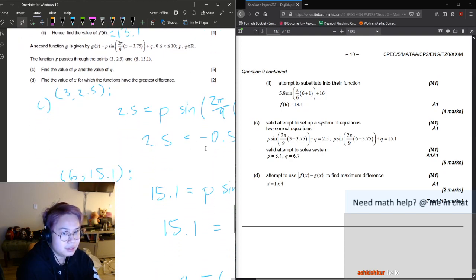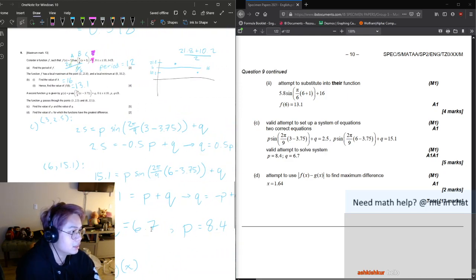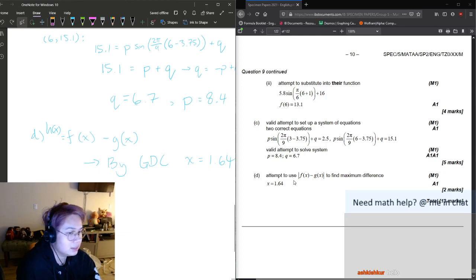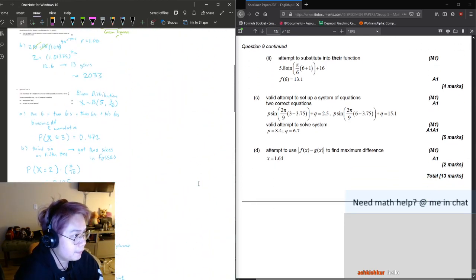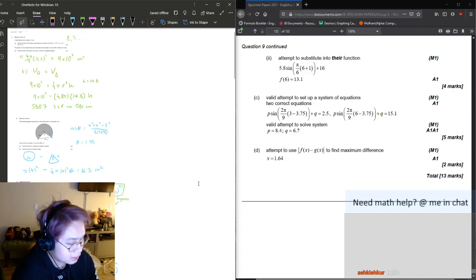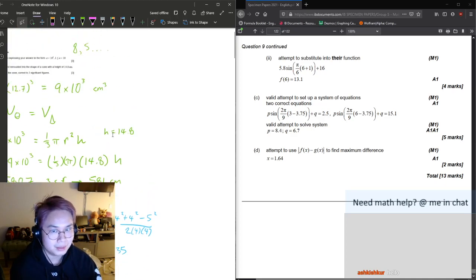Solve for P and Q, which is right here, 6.7, 8.4, 8.4, 6.7, and then the greatest value is, again, the absolute value of their difference, which was 1.64, which I have 1.64. So overall, all of my math is correct, except for solving for R for the very first question because I solved for H. But honestly, I maybe lost like 4 marks total.